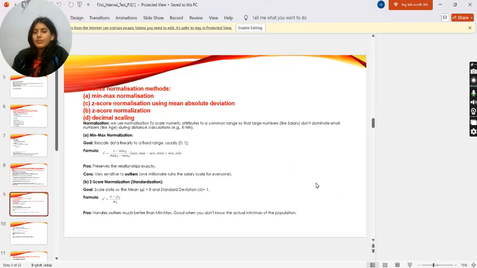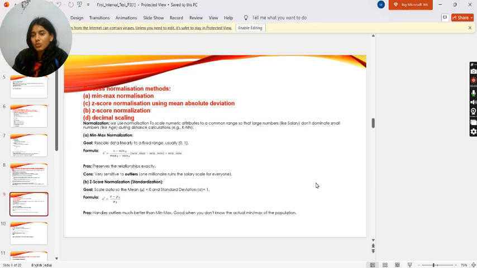Discuss normalization methods, which are min-max normalization, Z-score normalization, Z-score normalization using mean absolute deviation, and decimal scaling. Normalization: we use normalization to scale numeric attributes to a common range so that large numbers like salary don't dominate small numbers like age during distance calculation, that is KNN.